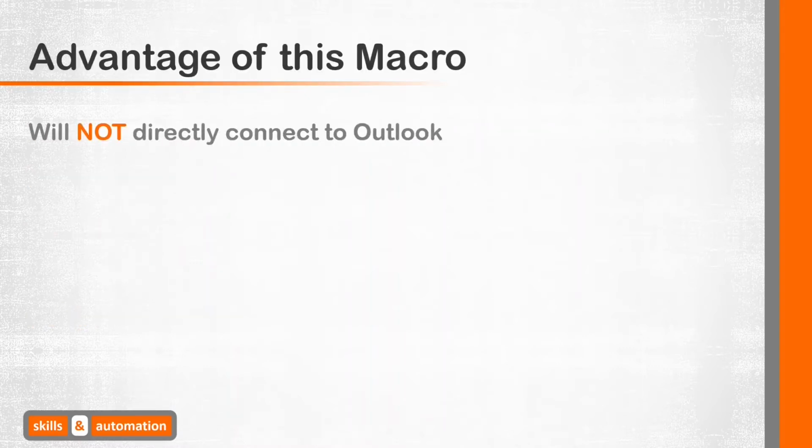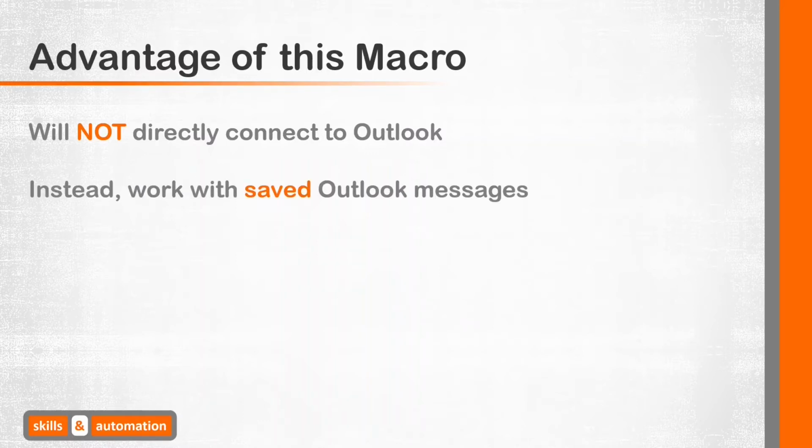What is the number one feature of this macro? We will not be directly connecting to our Outlook mailbox. Instead, we will simply save the Outlook messages in a folder on our computer, connect to those messages via the macro, and then extract the attachments.